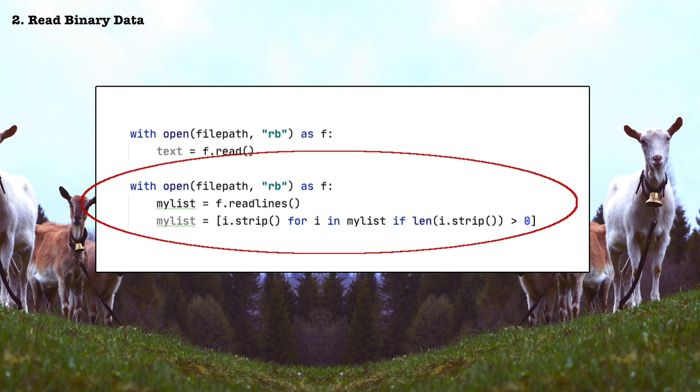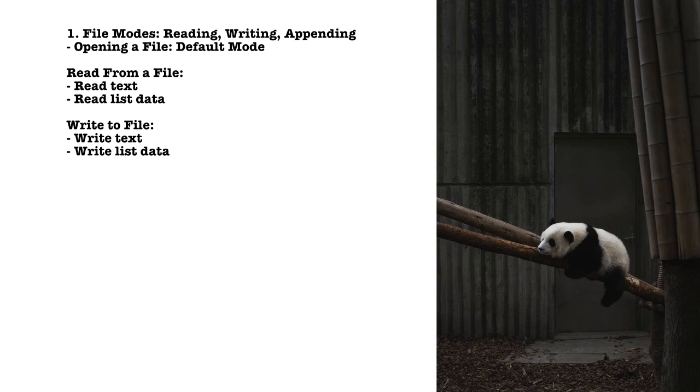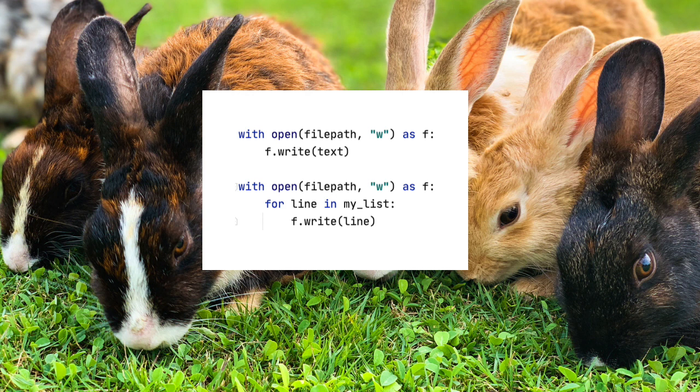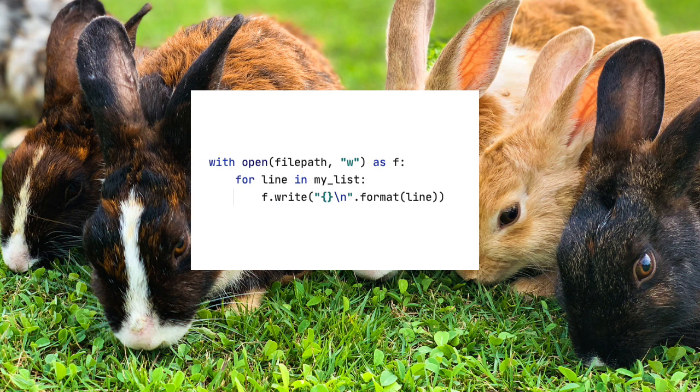So now let's talk about writing to a file. And writing to a file is super easy, just like reading. Of course, and this doesn't just apply to Python, but when you write a list to a file, you want each element of the list to be a line in the file, then you will have to insert a newline character before you save that line.